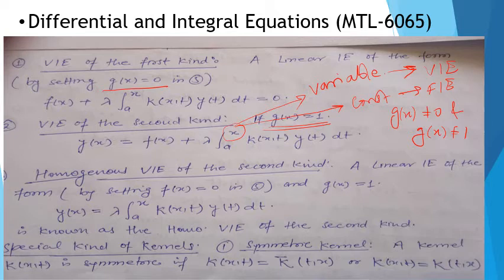There are some specific types of kernels. If the kernel satisfies this condition, K(x,t) = K bar(t,x), meaning if we interchange variables x and t the function remains the same. If it is real, then K(x,t) = K(t,x). Otherwise, taking the conjugate, this kernel is known as a symmetric kernel.